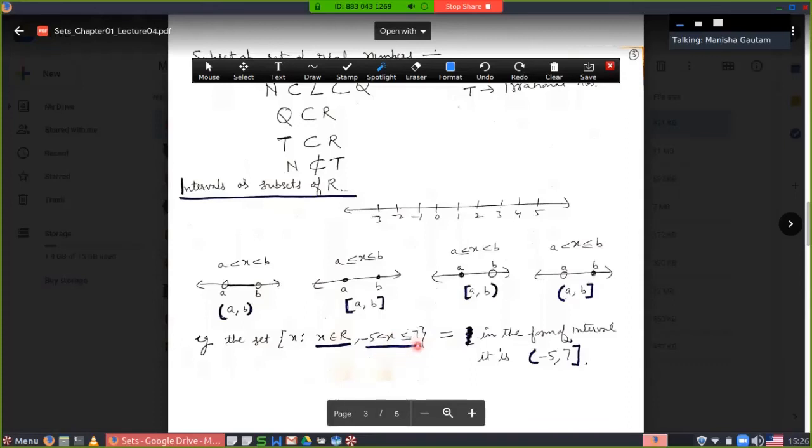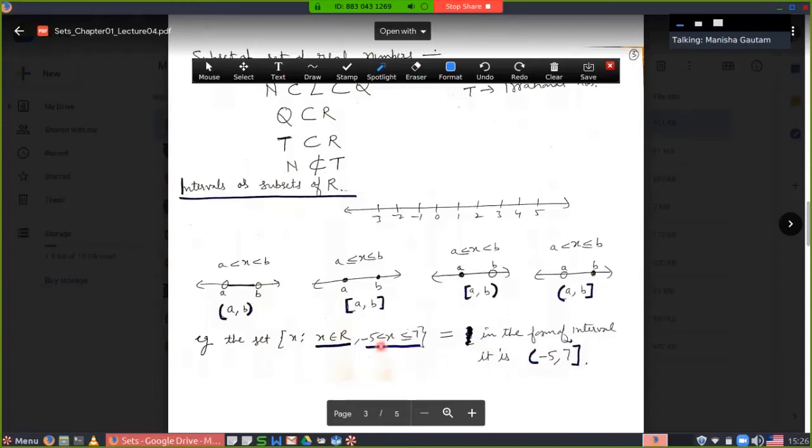How to write real numbers between minus 5 to 7? You will write down like this: minus 7, there is not equal to sign, it means open bracket will be there. Minus 5 is not belonging to the set. And less than or equal to 7 means 7 and numbers less than 7 are belonging to the set, and close bracket will be there just because of the equal to sign. You have to write down like this.